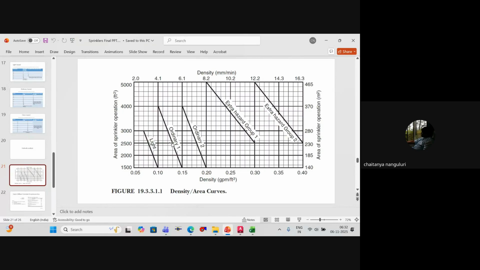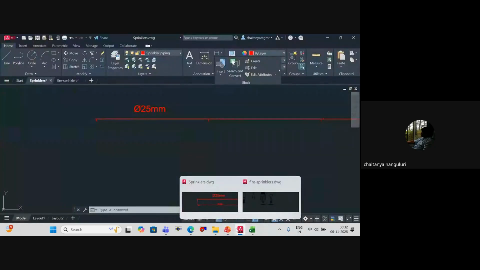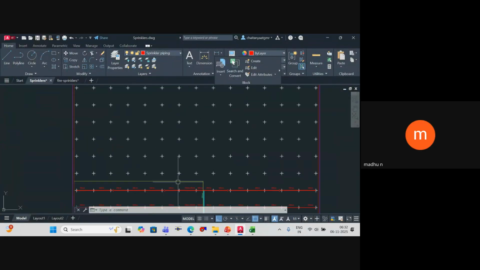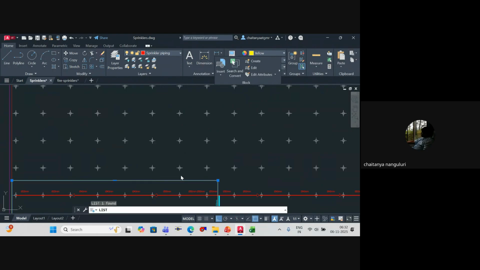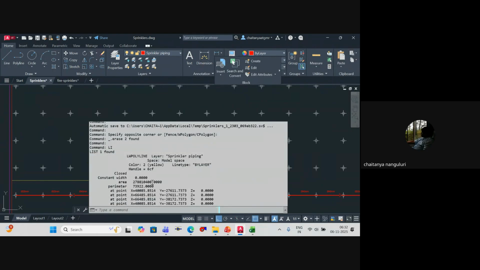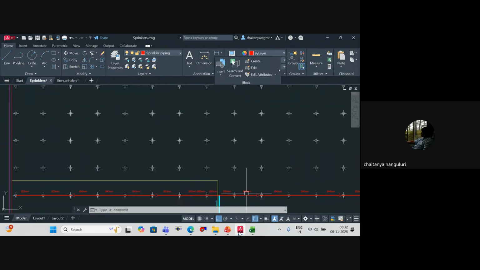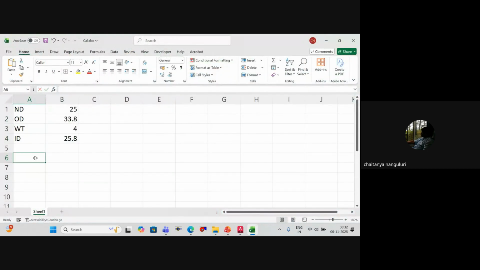If I'm not wrong, the value that we have considered is 2,500 square feet. Just a sec, let me be sure of that. So this 4,000 is the area, right? This is the area of 1, 2, 3, 4, 5, 6. So that's around 278 square meters. 278 square meters is equal to 278 into 10.76, so 3,000 square feet approx.